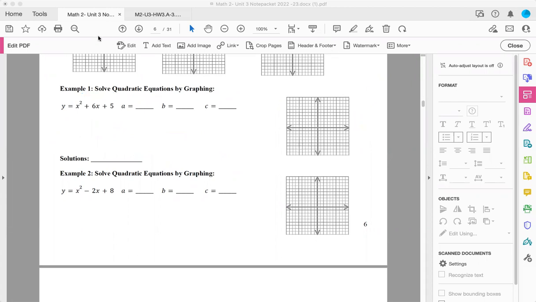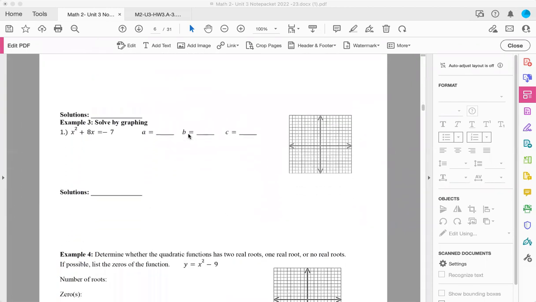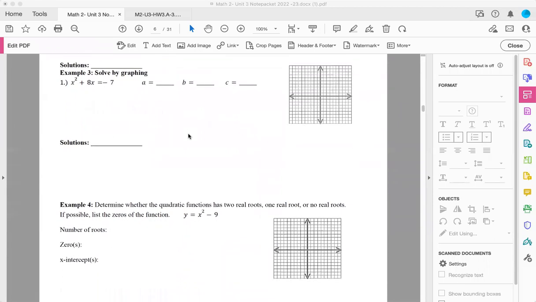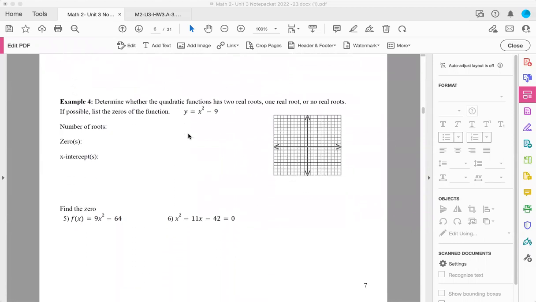Let's see. So again, try example 2 on your own. Example 3, you can also try that one. Same idea, it's more repetition of the same. Now, example 4 says determine whether the quadratic function has 2 real roots, 1 real root, or no real root. If possible, list the zeros of the function. So how do we know that, right? So we can graph it. Again, this is all graphing.